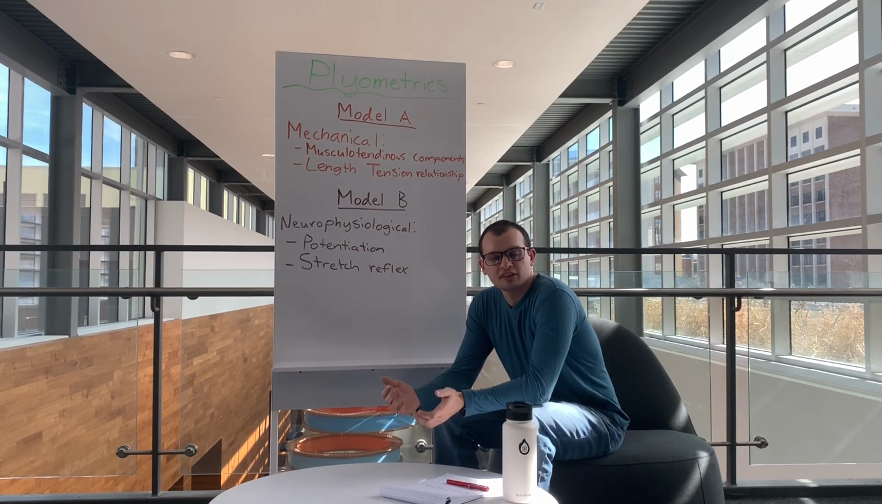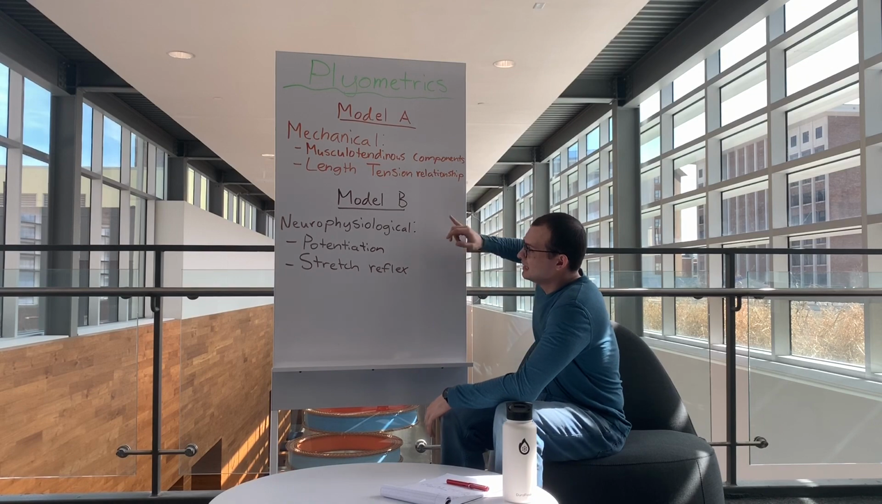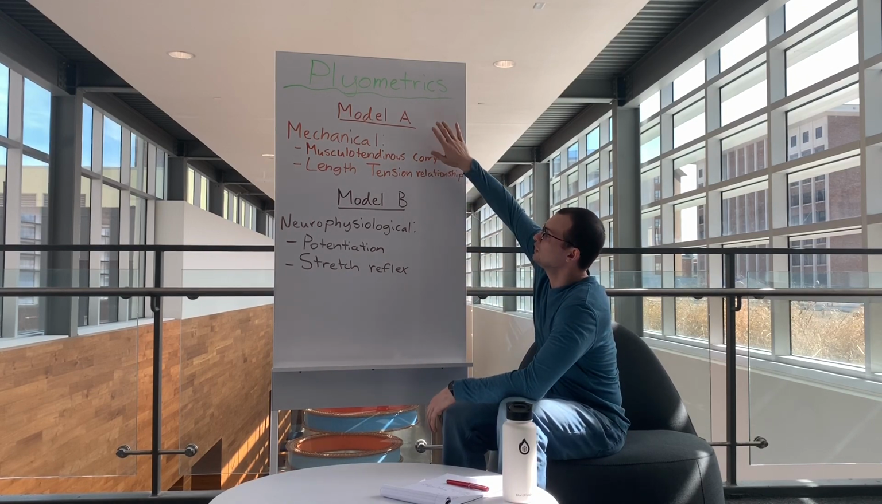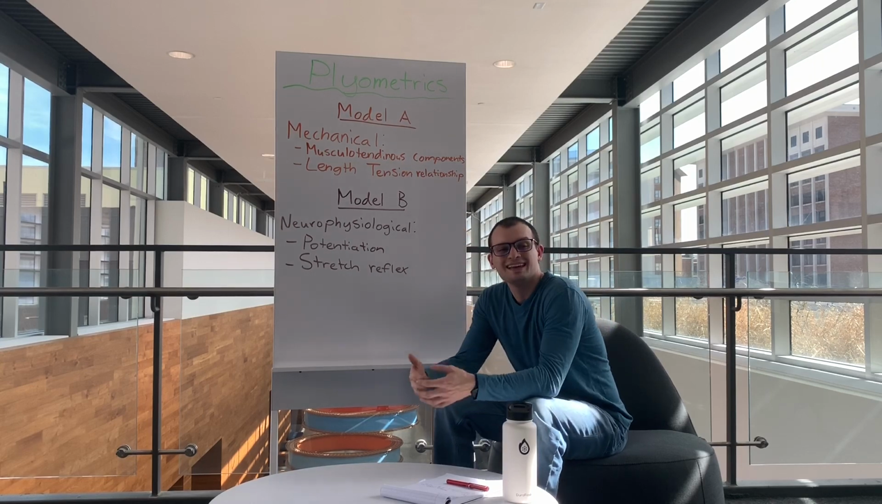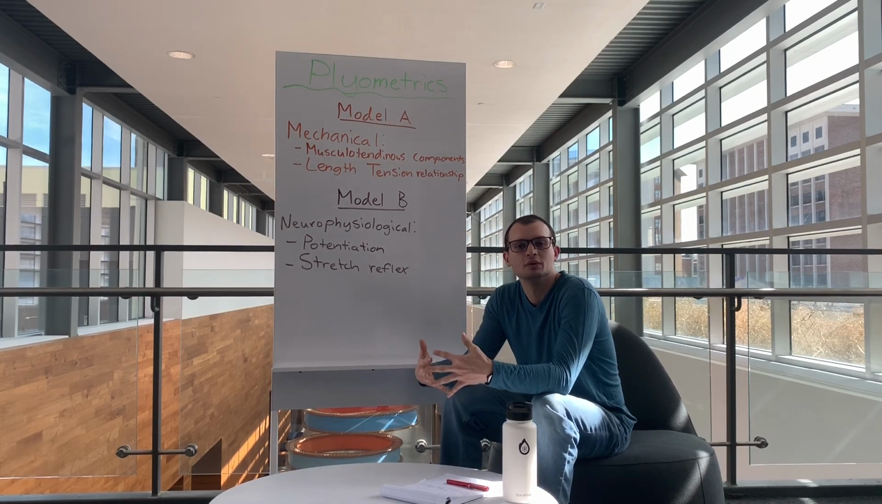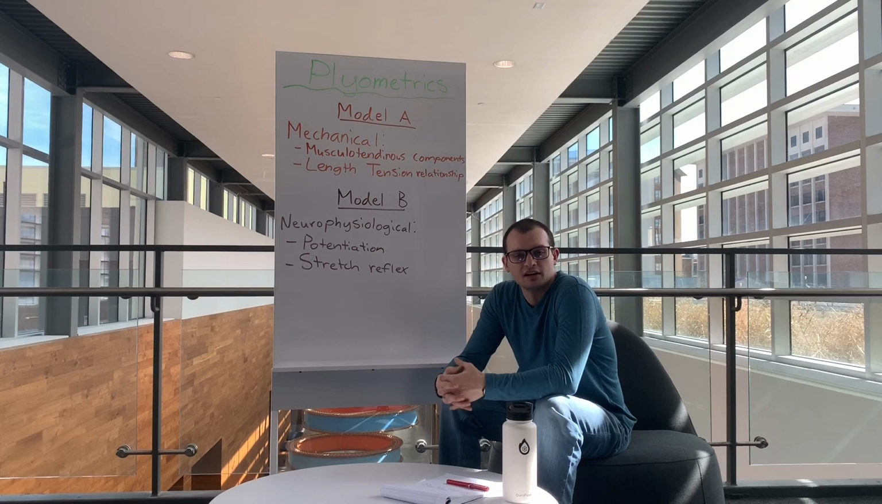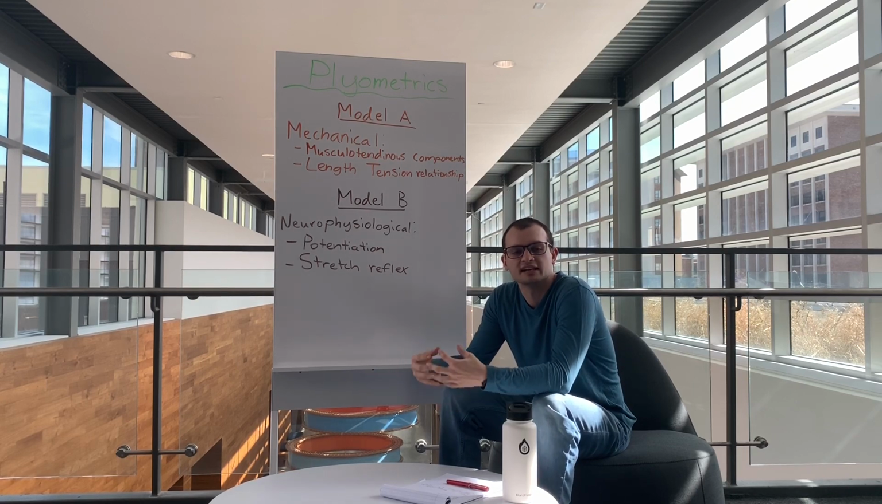Now, if we're thinking about plyometrics, it's not an either-or proposition. It's not either the mechanical model is working or the neurophysiological model. They work together and they actually coincide at the same time. And so they both are pieces of the puzzle that explain why we're able to jump higher and faster.